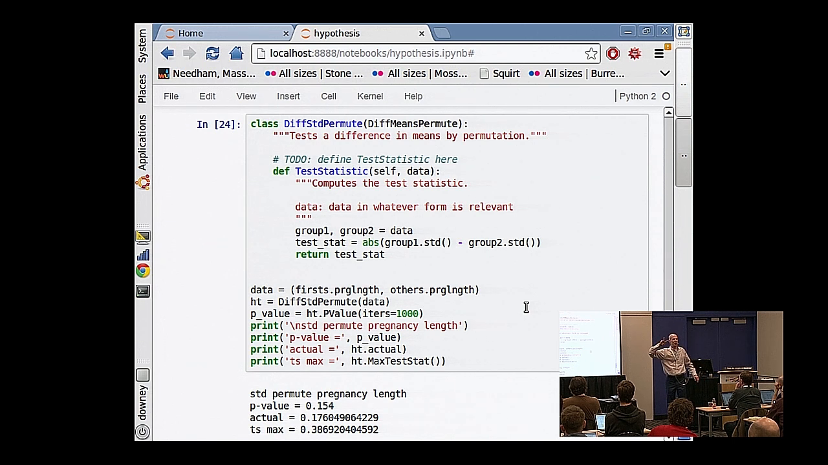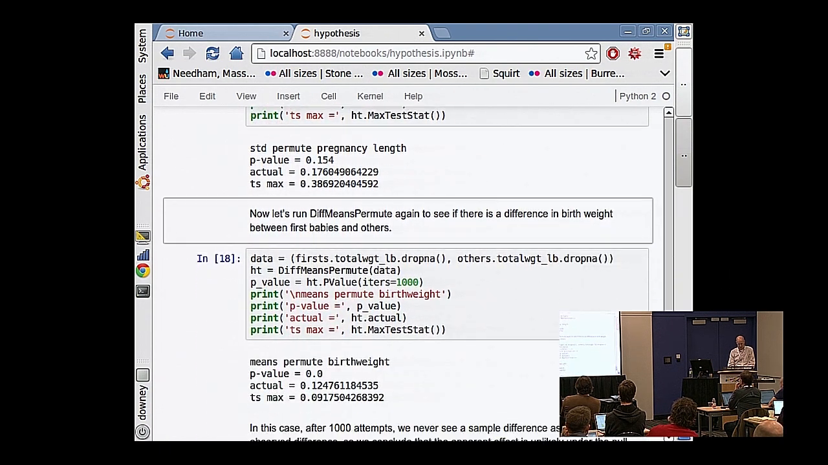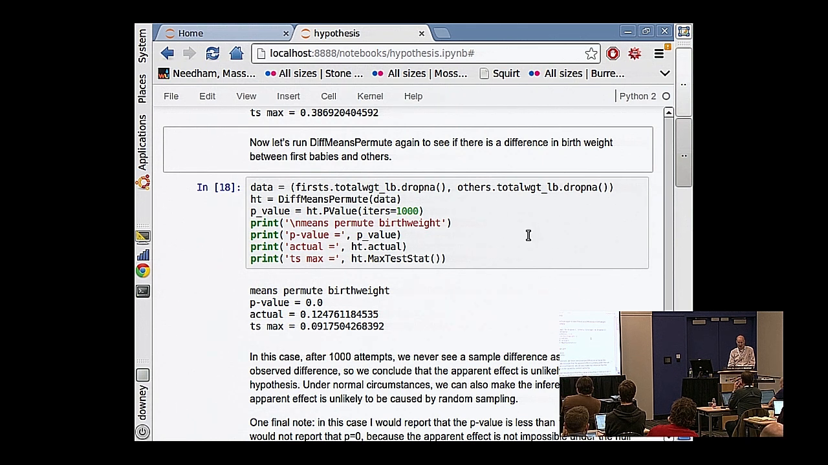So far, we've run two tests, and it seems like the difference in pregnancy length is not statistically significant. The difference in standard deviation looks like it's not either. I decided I had to do at least one test that does turn out to be statistically significant: the difference in birth weight is different for first babies and others. First babies tend to be lighter by about 2 ounces. Again, it doesn't sound like very much. On the other hand, if you are delivering a baby, that might sound like a lot. My second child was 10 pounds, 3 ounces. So 10 pounds, 1 ounce would have been better.